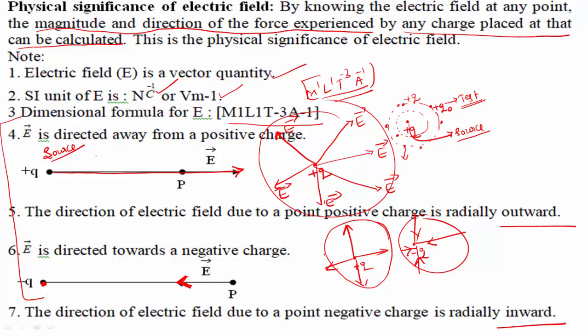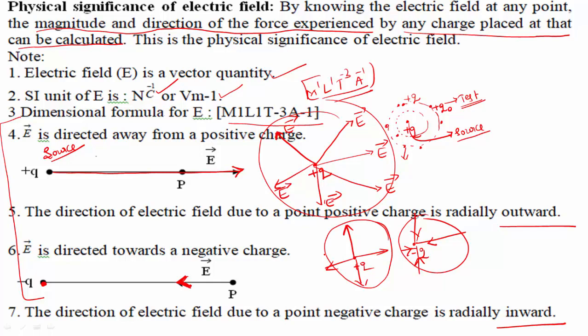What is the main physical significance of electric field? From knowing the electric field at any point, the magnitude and direction of the force experienced by any charge placed at that point can be calculated, and it is a vector quantity. The electric field is always directed away from a positive charge and towards the negative charge. Due to the positive point charge it is radially outward, and due to the negative point charge radially inwards.